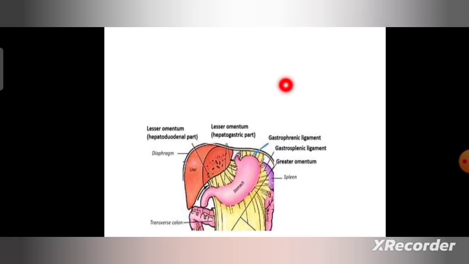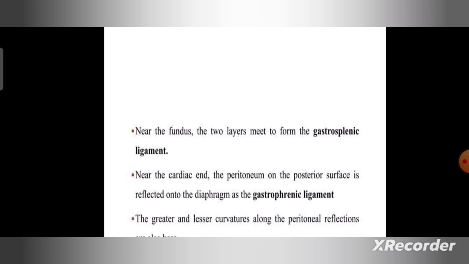This figure shows the lesser omentum, which has a hepatogastric part and a hepatoduodenal part. Near the fundus, the two layers meet to form the gastrosplenic ligament. Near the cardiac end, the peritoneum on the posterior surface is reflected onto the diaphragm as the gastrophrenic ligament. And the greater and lesser curvatures are along the peritoneal reflection.